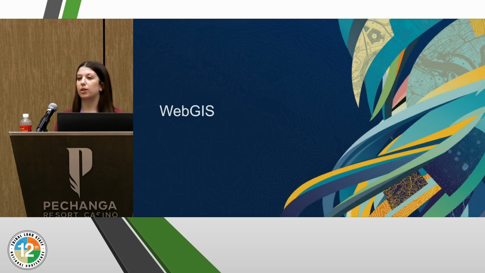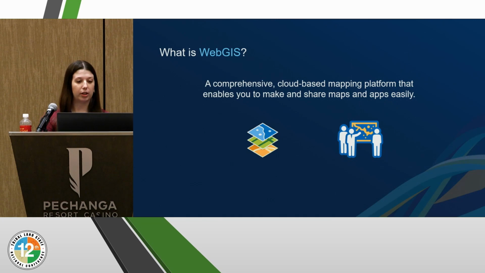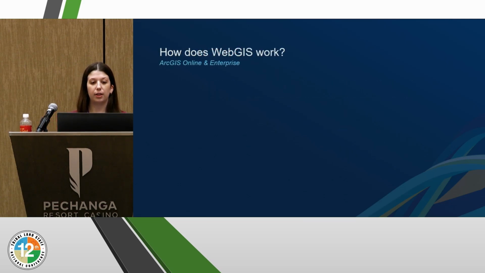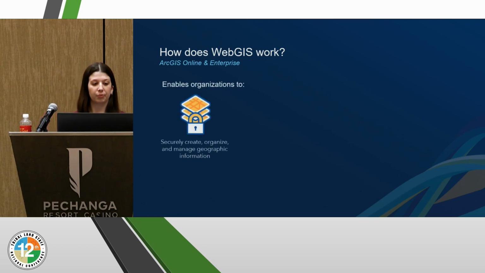And now I want to dive deeper into that a little bit with WebGIS. It's that comprehensive cloud-based mapping platform that allows you to make and share those apps easily. We can take a step back and look at it from a high level to understand what this workflow is like. With ArcGIS Online, you are doing it securely by creating, organizing, and managing all your geographic information. It's stored and located in the cloud.